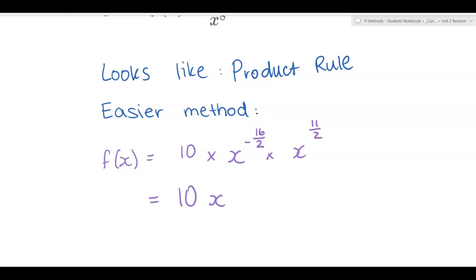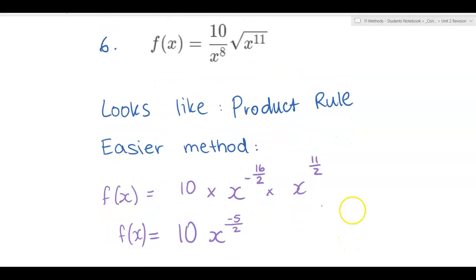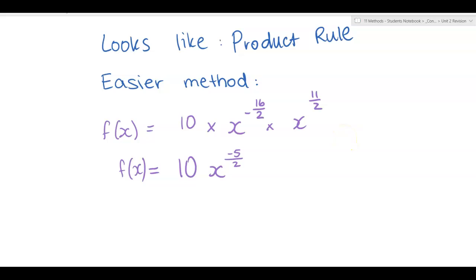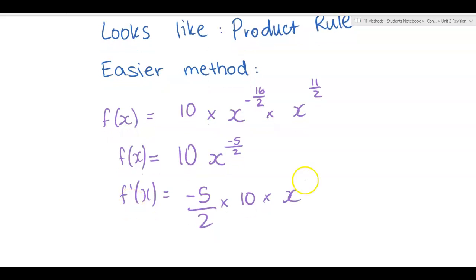So 11 over 2 minus 8 is kind of hard. Instead of minus 8, I'm going to make it minus 16 over 2. What does that become? It's not just 5. What is it? Negative 5, good, over 2. So that is what my original function is. That is looking a lot easier to derive now. f dash x equals 10 times, bring the power out the front, times x. What's the final power going to be? Negative 7 on 2, super.